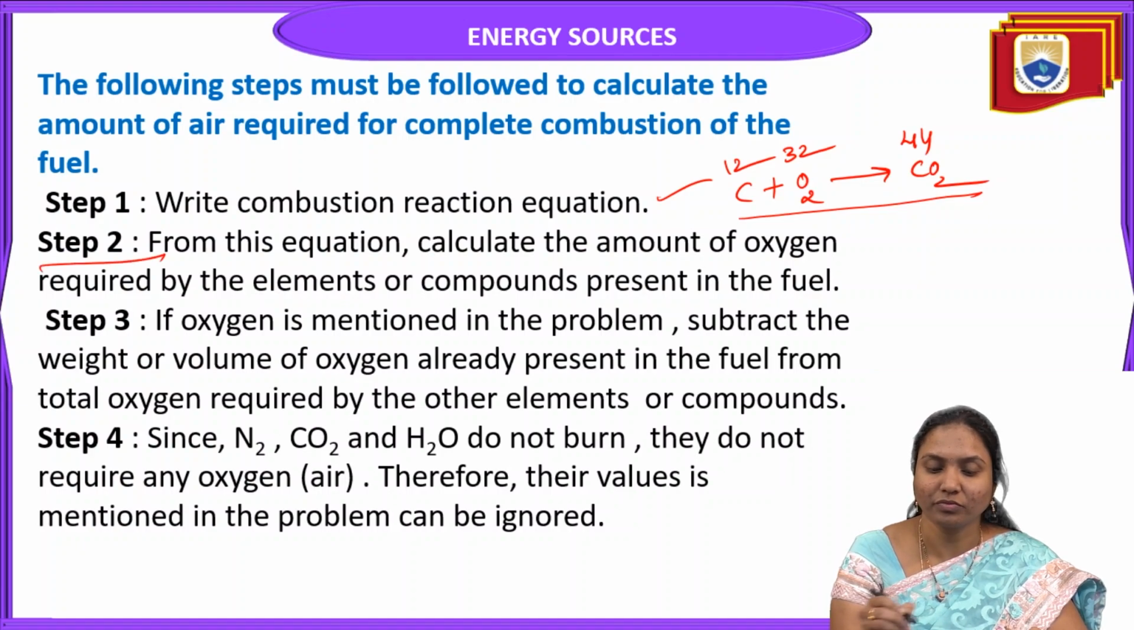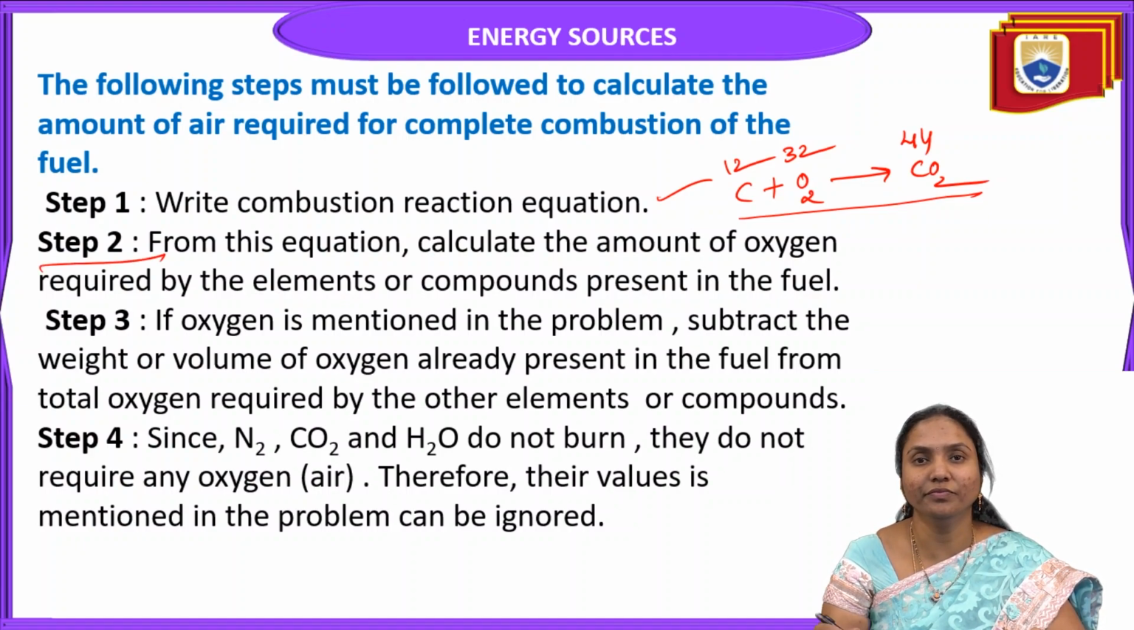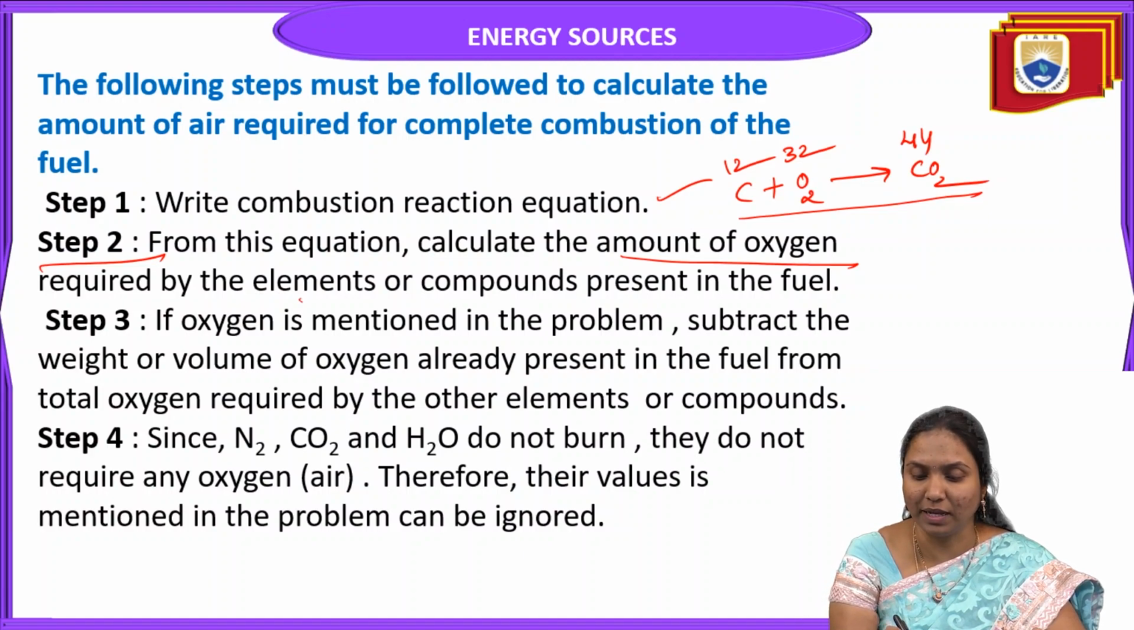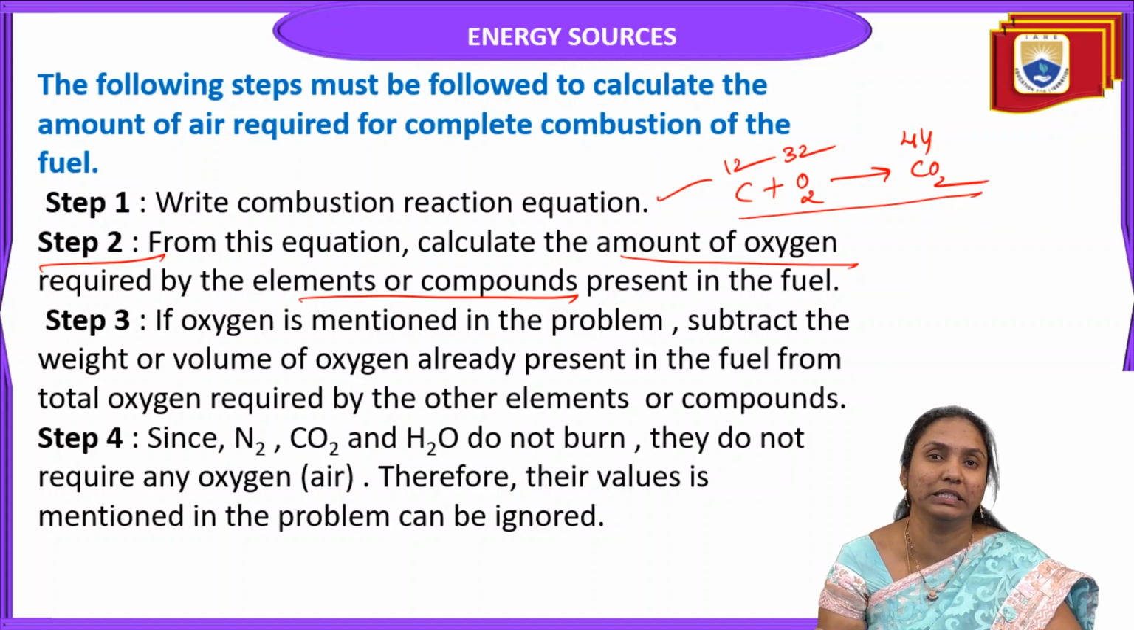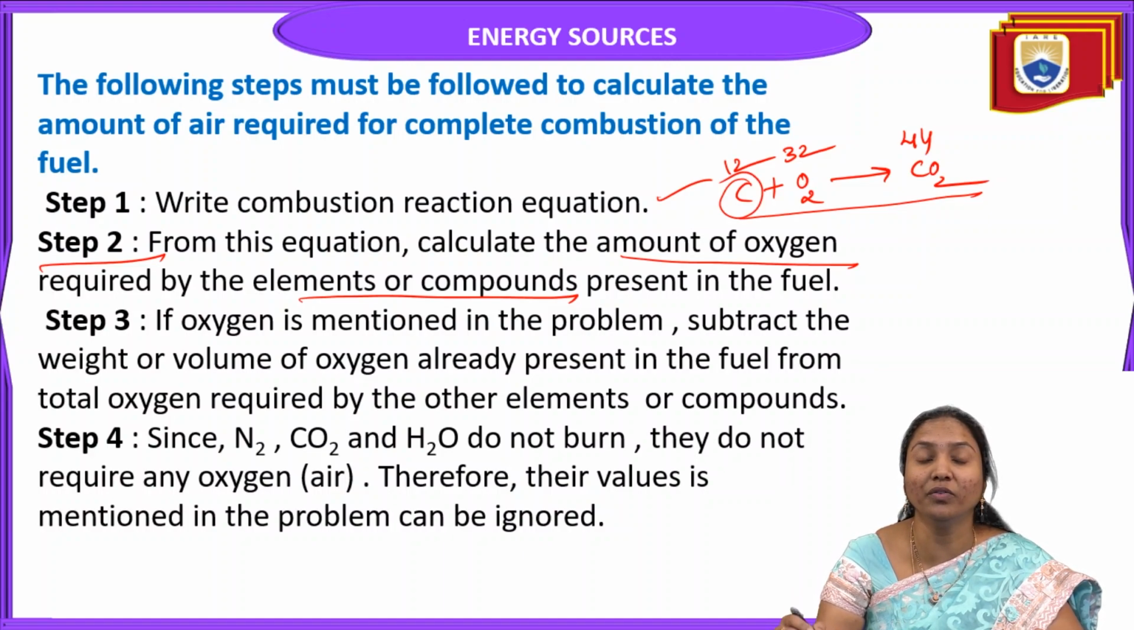Next, step 2. From this equation, calculate the amount of oxygen required by the elements or compounds present in the fuel. What does it mean? For example, in this reaction, 12 parts by weight, that is 12 kg of carbon, requires 32 kg of oxygen for complete combustion.